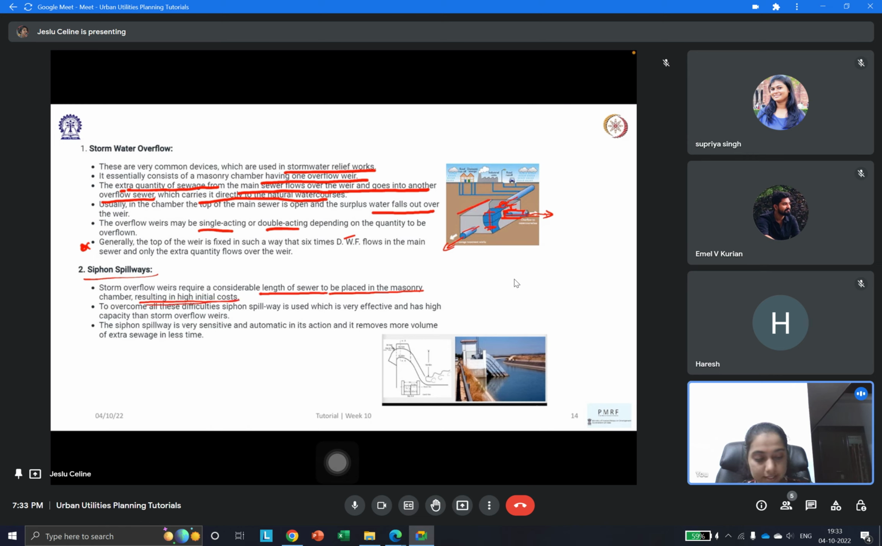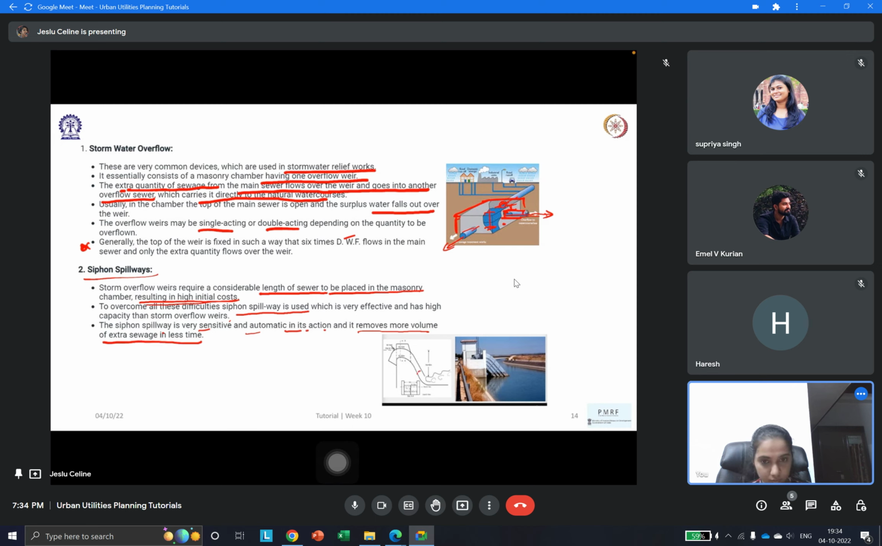So we need something like this, so that there is a junction, and the water is there, and from there it's going. To overcome all these difficulties, a siphon spillway is used, which is very effective and has a higher capacity than stormwater overflow wells. A siphon spillway is very sensitive and automatic in its action and removes more volume of extra sewage in less time. So this is how a siphon spillway works.